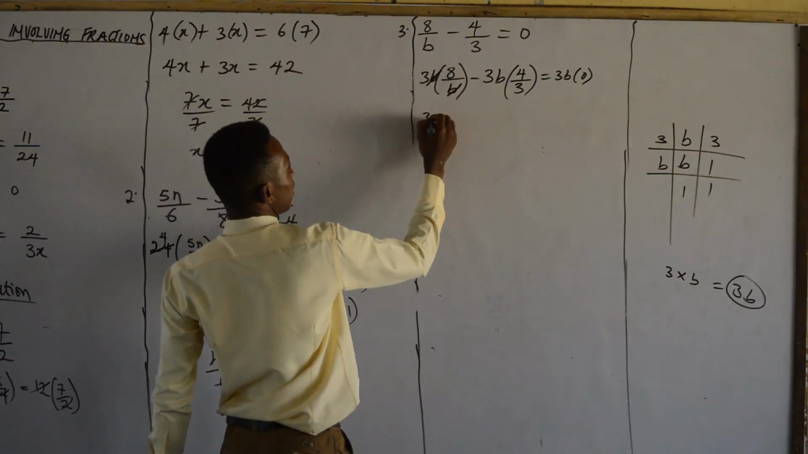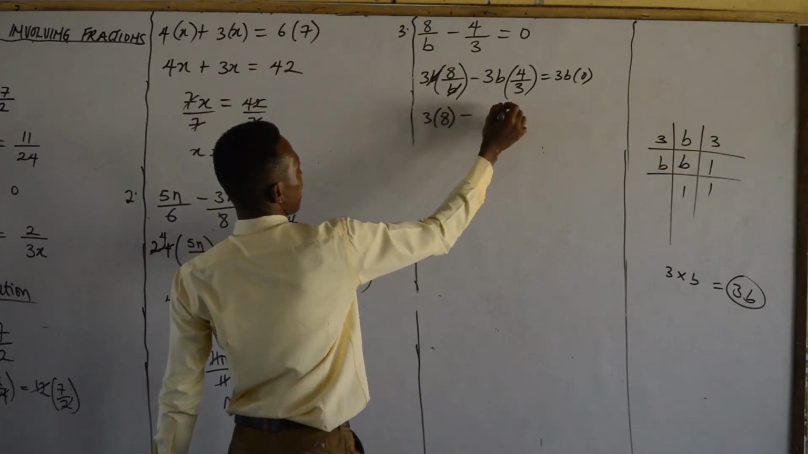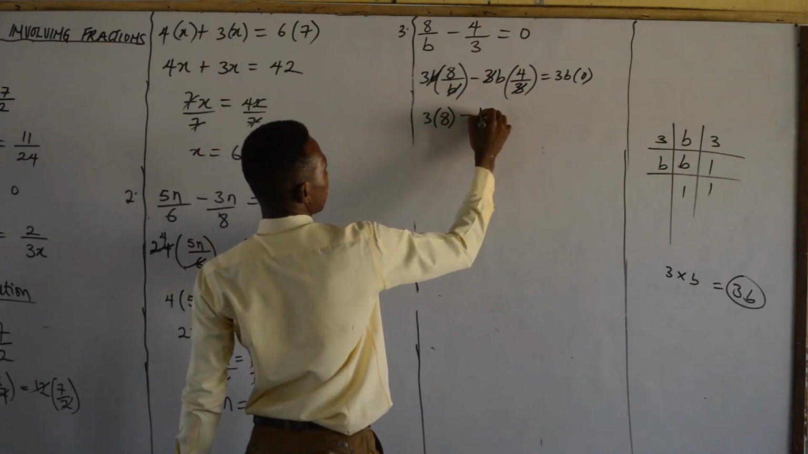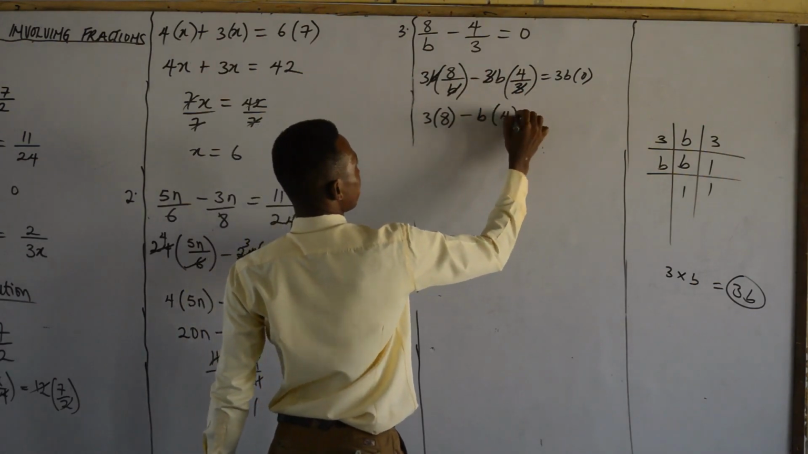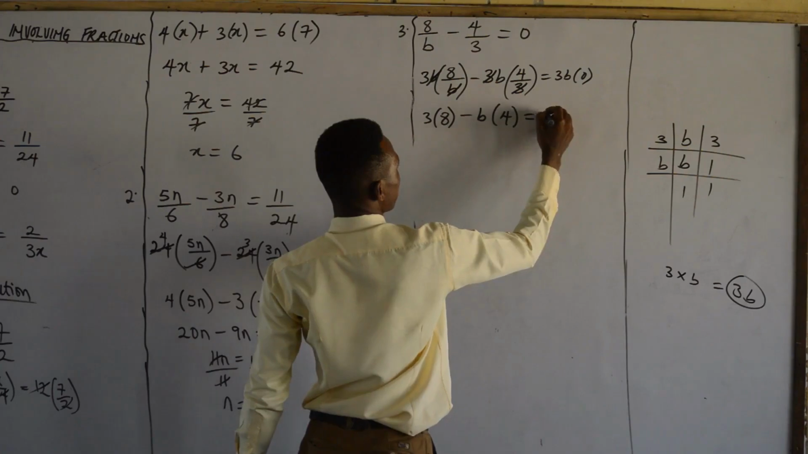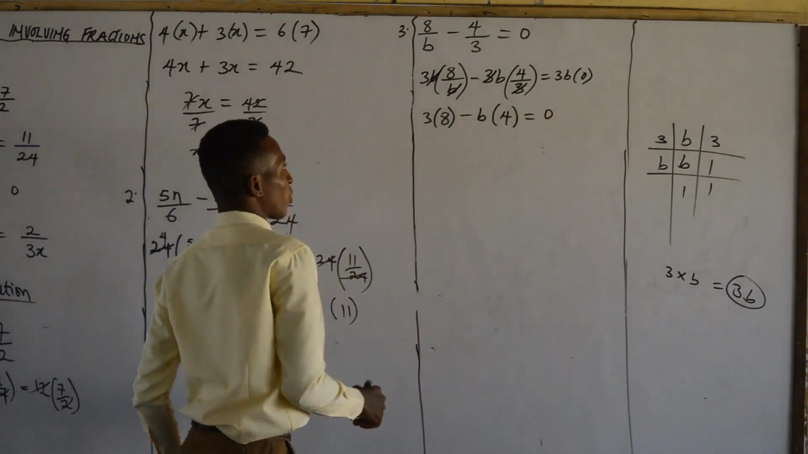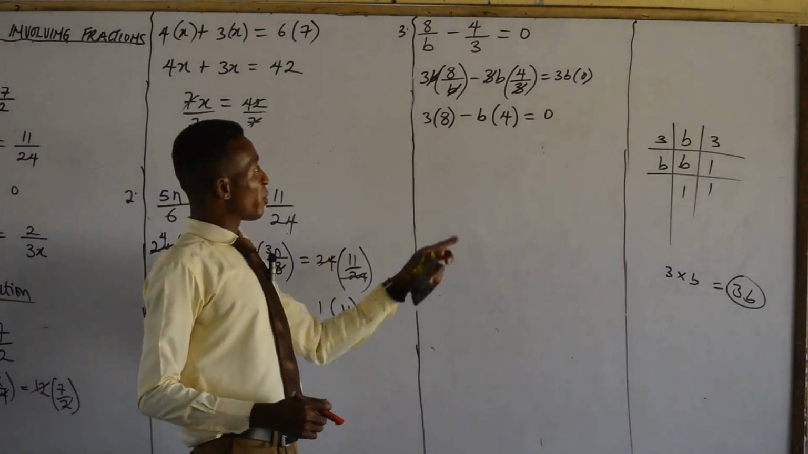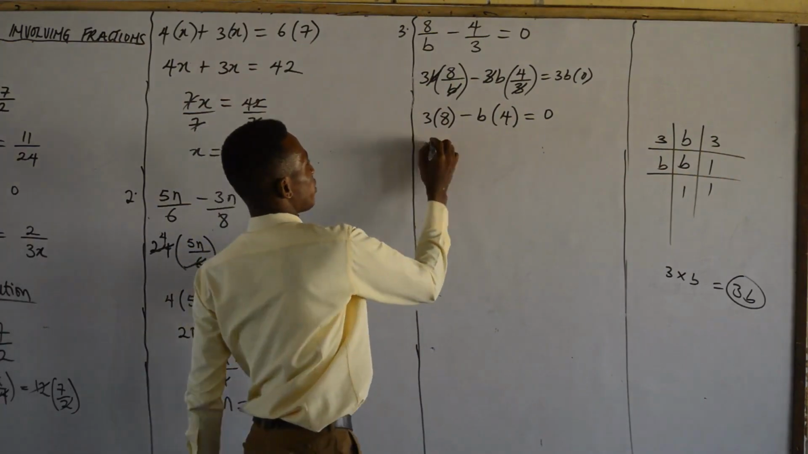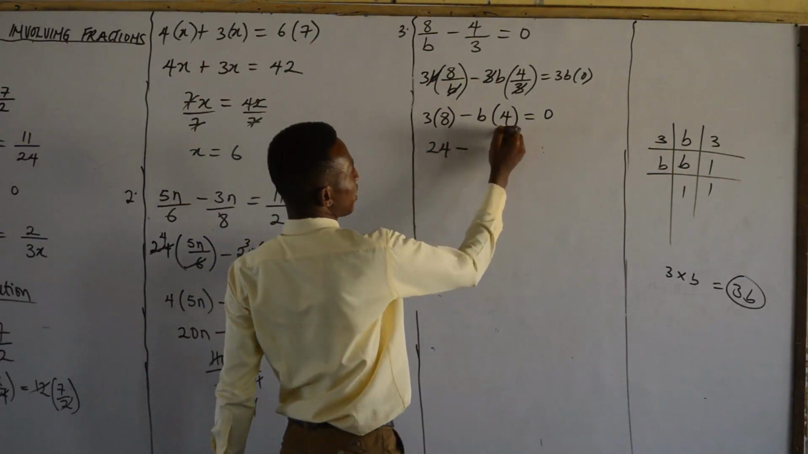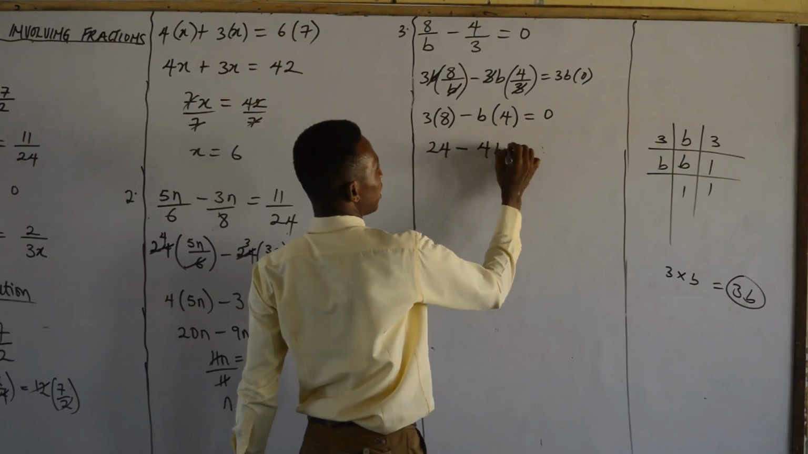So here now we cancel out our b because b can go here. We are left with 3 into bracket 8 minus 3 here and 3 here. We are left with b into bracket 4 equals to 3b times 0 gives you 0. So we open the brackets. Now when you open the brackets, 3 times 8 gives you 24 minus b times 4 gives you 4b equals to 0.